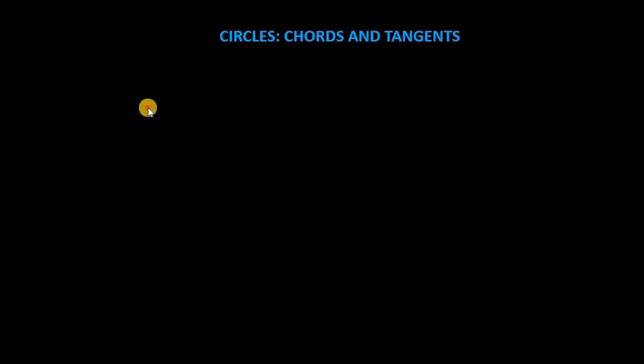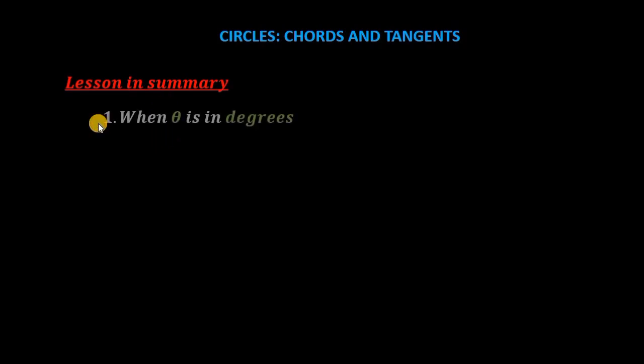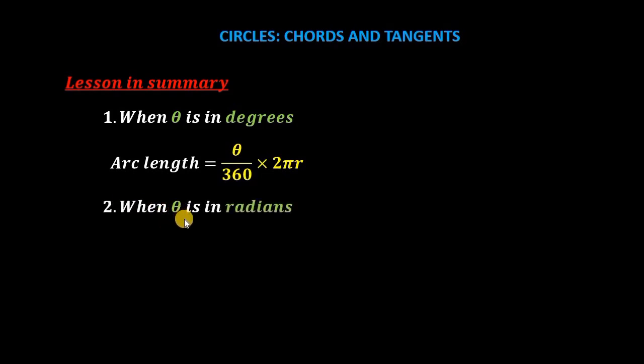Well, with that, we look at the lesson in summary. We've learned that when the angle subtended at the center by an arc is given in degrees, we can calculate the length of the arc as theta over 360 times 2 pi r. And also, when the angle subtended at the center by the arc is given in radians, we can always calculate the length of the arc as theta times the radius, where theta is in radians here. Here, theta is in degrees.